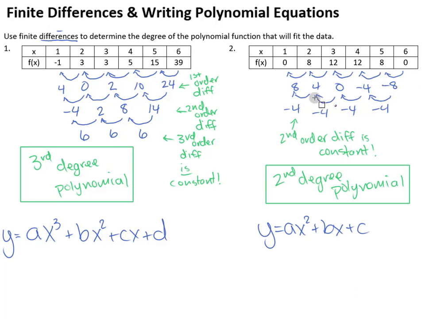All right, how'd you do? If you did this one correctly, you should have come up with a second degree polynomial. So if you subtracted our numbers correctly, and you can check your numbers with mine here, you should have come up with negative 4 for everything the second time we did this, which means the second order difference is constant, so it comes from a second degree polynomial.